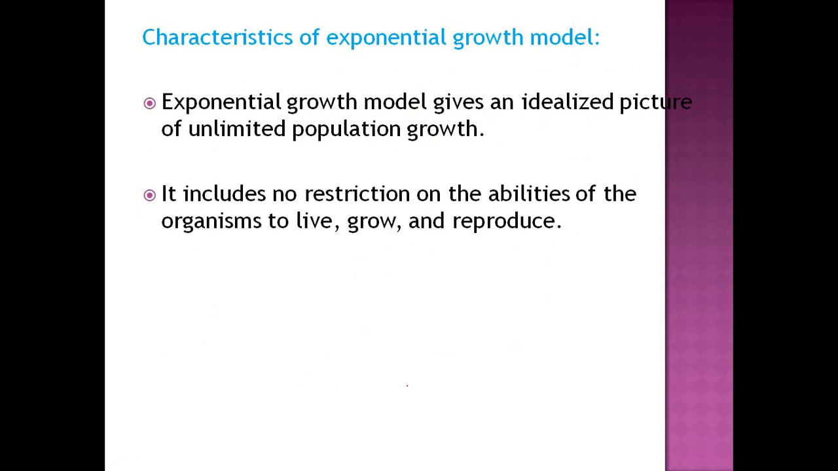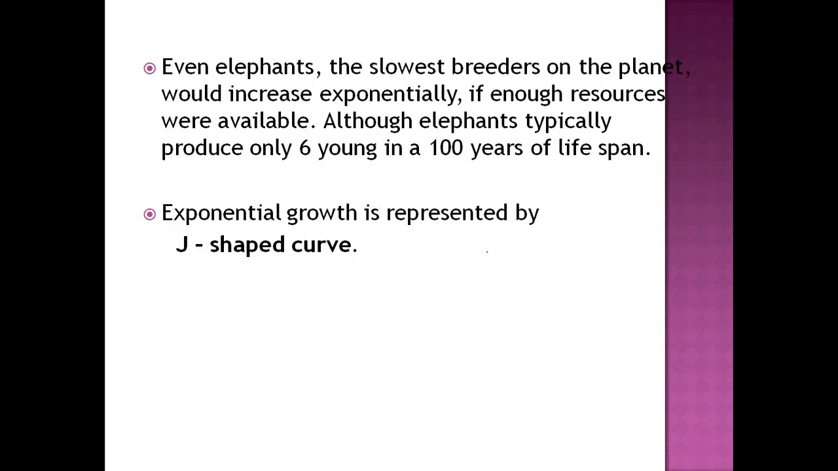Now, characteristics of exponential growth. What are the exponential growth model characteristics? The exponential growth model gives an idealized picture of unlimited population growth. Here population growth is unlimited. It includes no restriction on the abilities of organisms to live, grow and reproduce. There is no limitation. For example, as I already mentioned, exponential growth occurs in favorable conditions. Even here, elephants, the slowest breeders.